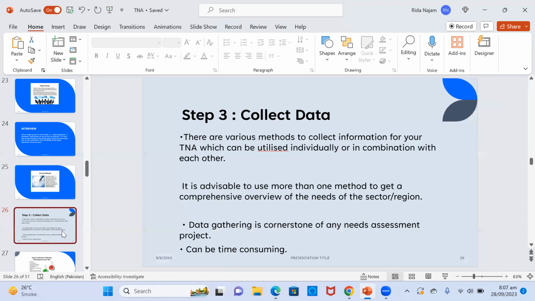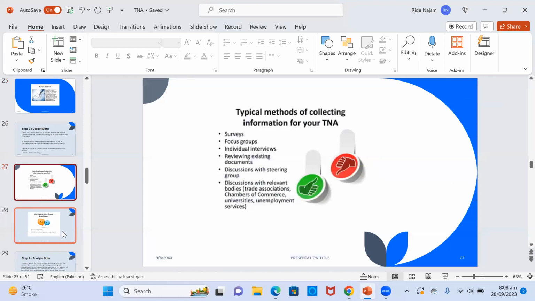Step 3, collection of data. There are various methods to collect information for your TNA which can be utilized either individually or in combination with each other. It is advisable to use more than one method to get a comprehensive overview of the needs of the sector region. Data gathering is the cornerstone of any needs assessment project, and it can be time consuming.